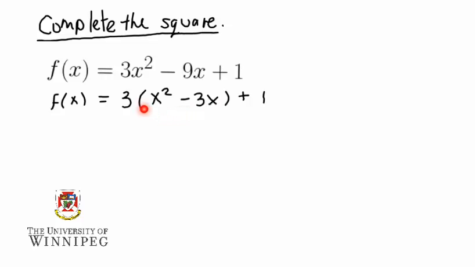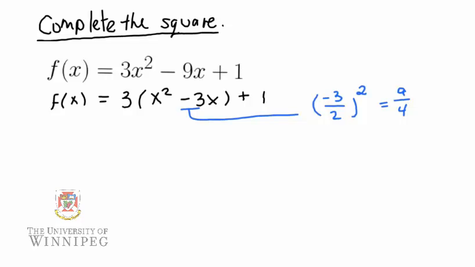Now, we need to use the completing the square technique on just these two terms here inside the brackets. That means I'm going to take this -3, divide by 2 and square it to get my missing piece that I need. -3 over 2 doesn't simplify, so when we square this, we should get 9 over 4. So 9 over 4 is the missing piece that I need to add and subtract inside of the brackets.